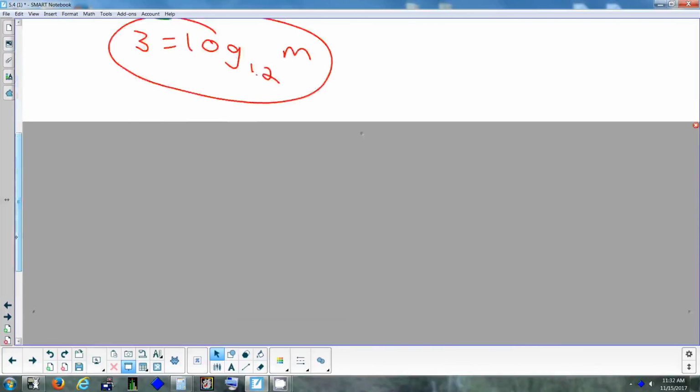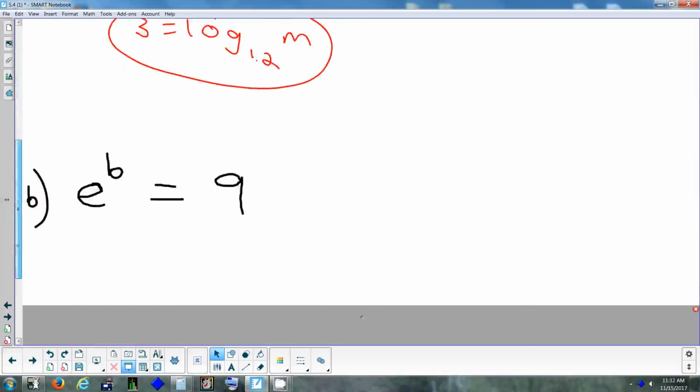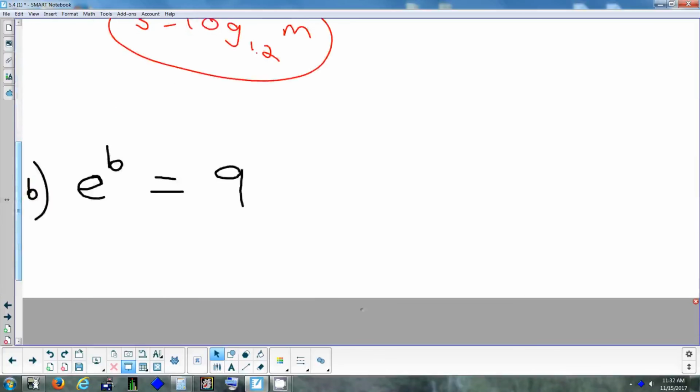All right, let's try this one. e to the b equals 9. First thing is, how many variables are in that equation? 1. How many letters? There are 2 letters, yes. But there's only one variable. e is really the number 2.718, and it goes on. Right, so let's rewrite that.